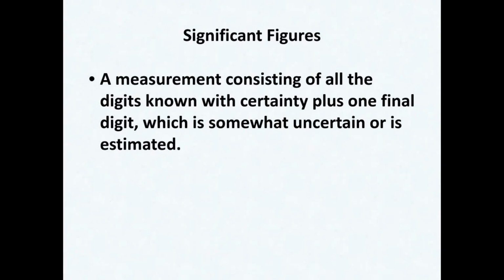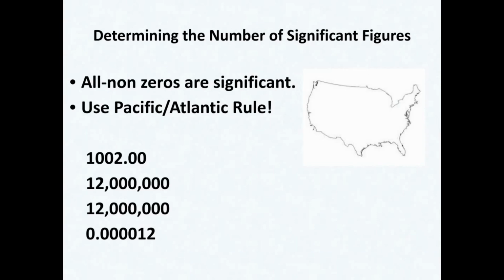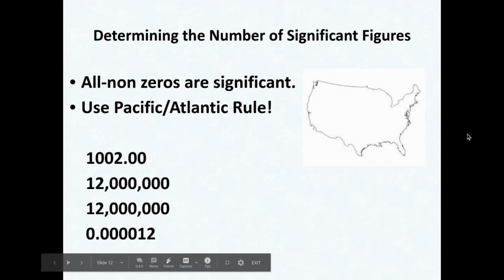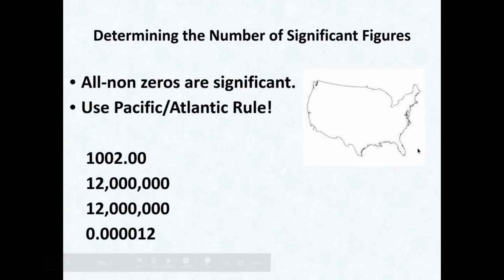When we're looking at significant figures, remember these are the figures in a number that we have measured out or that are specific to whatever measurement that we were talking about. So to determine the number of significant figures in a number, we're going to remember the Pacific Atlantic rule. So we have the Pacific Ocean and the Atlantic Ocean. So if we have a number such as 1002.00, there is a decimal present.